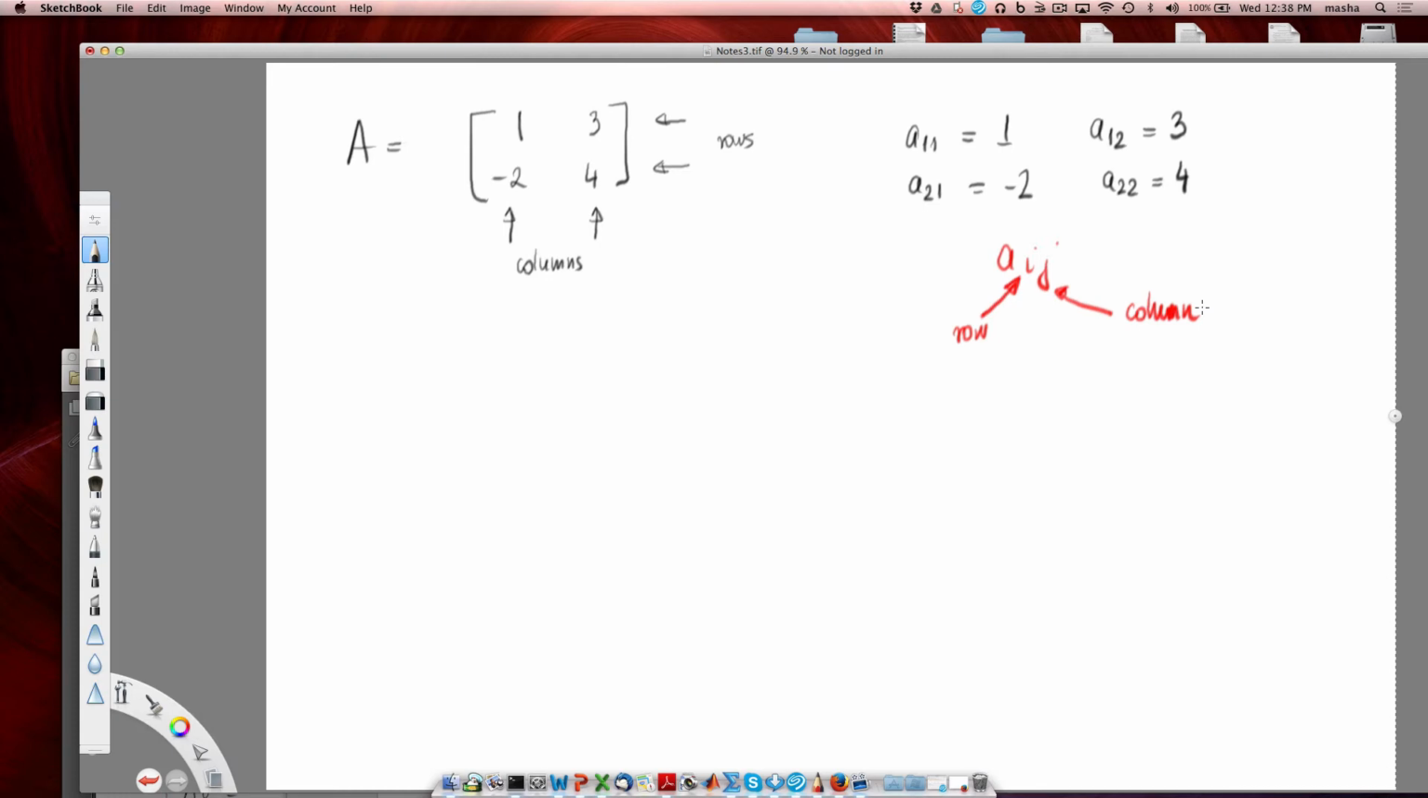If I were to sum up two matrices, let's give ourselves another matrix B.